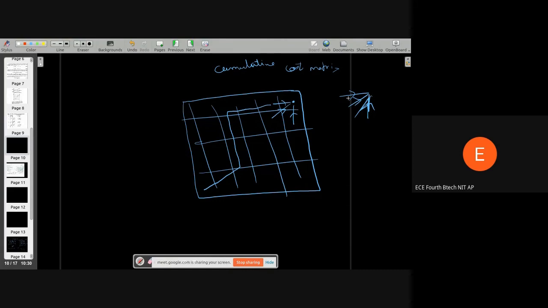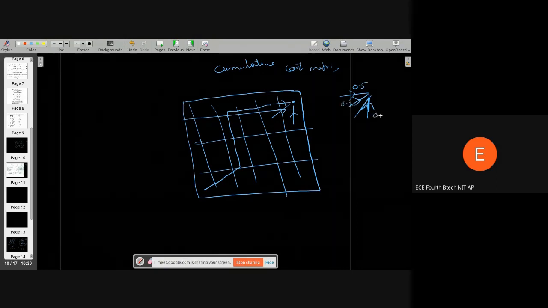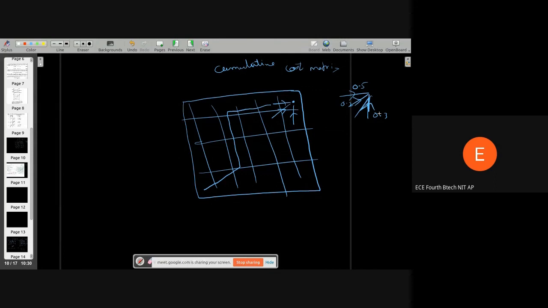One way is to, for each path, you can give a weight. When you are calculating the cumulative distance itself, you can give a weight. You can say this is 0.5, 0.2, 0.3, something like this you can give. That is one way to tackle it.